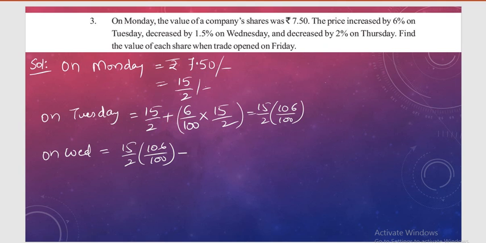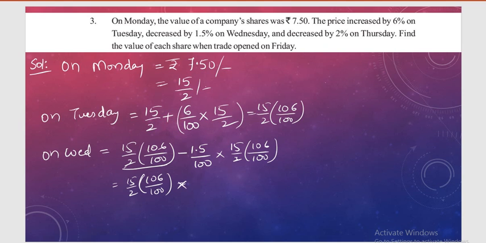1.5% decrease, no? So minus 1.5 percent. Percentage means 1.5 by 100 into this total value, which is nothing but 15 by 2 into 106 by 100, right? Now from these two, if I take 15 by 2 into 106 by 100 as common, then I can write it as 1 minus 1.5 by 100, which is nothing but 98.5 by 100. So this is nothing but the price. If you simplify, you are going to get this particular value.